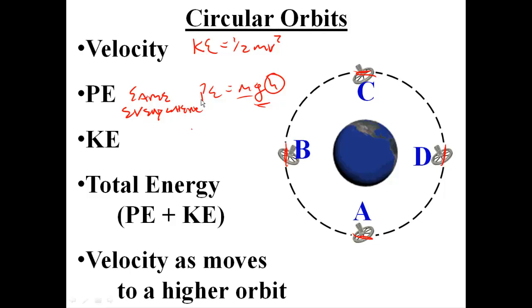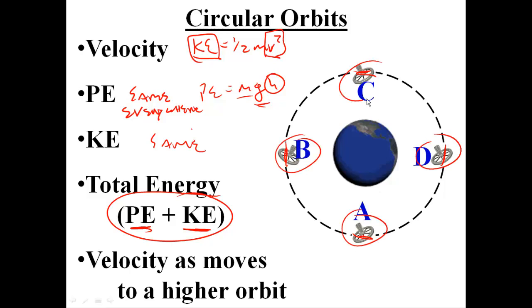Okay. So if that's the same everywhere, what can you say about the kinetic energy? It must be the same everywhere as well, because the total energy is potential plus kinetic energy. This hasn't changed, which means that hasn't changed. So this is the same everywhere. Since velocity is related to the kinetic energy, we know if the kinetic energy stays the same, the velocity must stay the same. This satellite is orbiting at the same speed everywhere in its orbit.